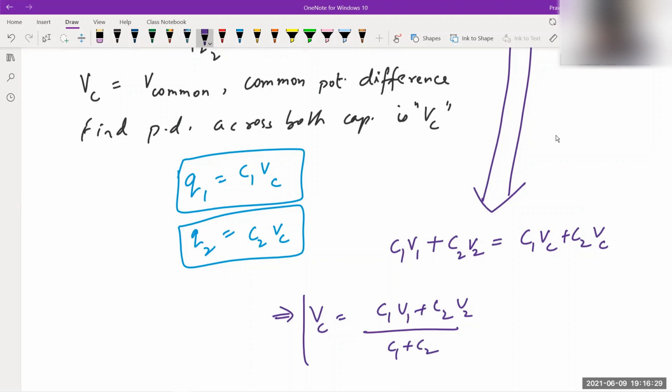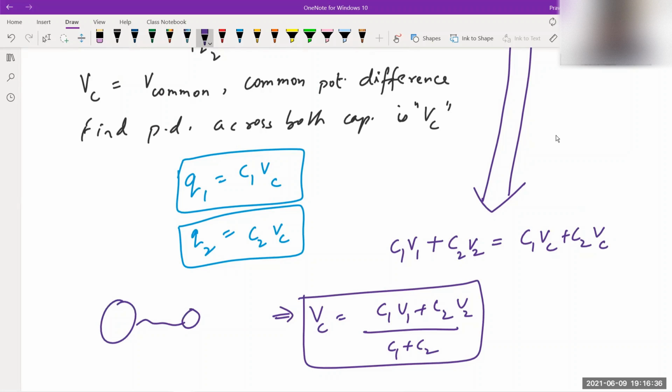As you can see, this result is again similar to what we had studied about connecting two conducting capacitors and finding their common potential in the last class. You can turn your pages to see this result will be exactly similar to that one. Got it?